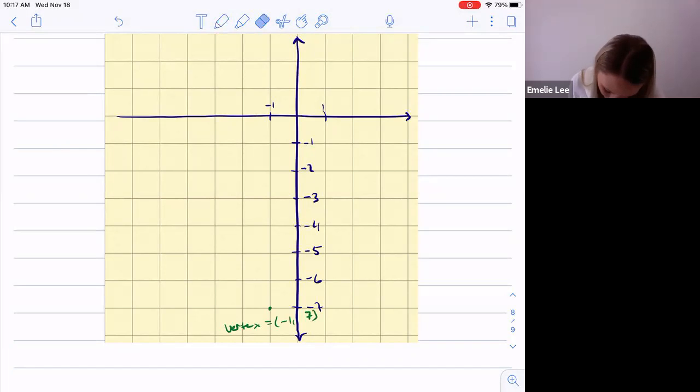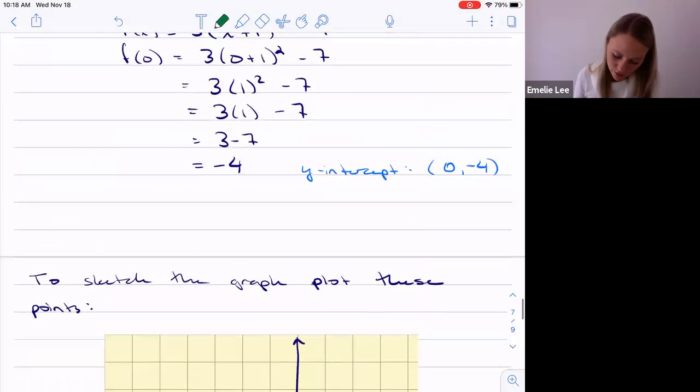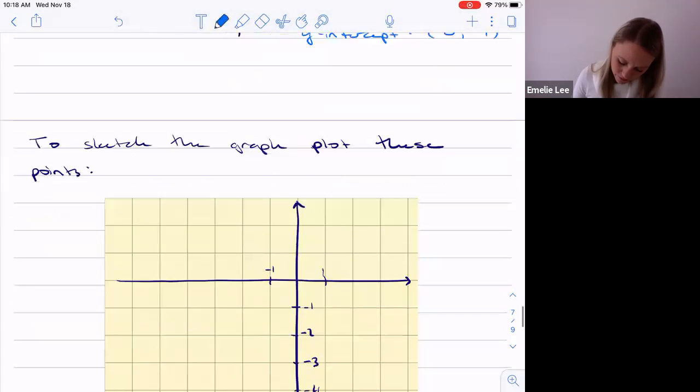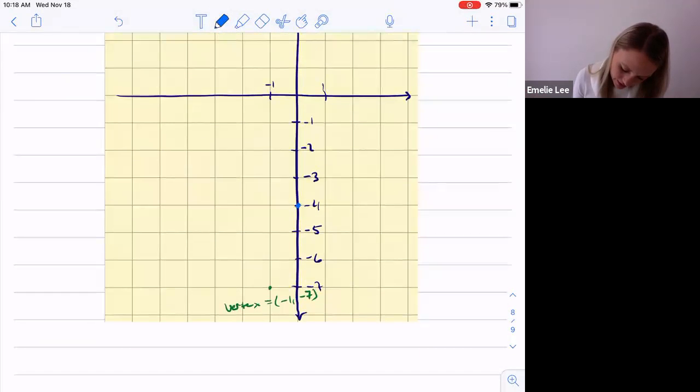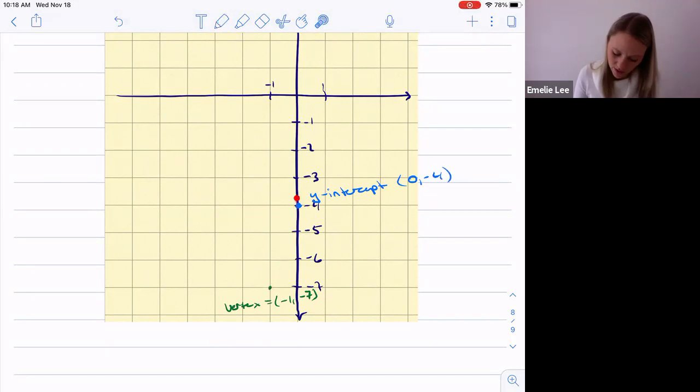Oops. I always do that little twiddle in front of 7 instead of just a negative. So that's the vertex. And then most recently, I found the y-intercept is at 0, -4. So I know I'm going to cross the y-axis here at 0, -4.